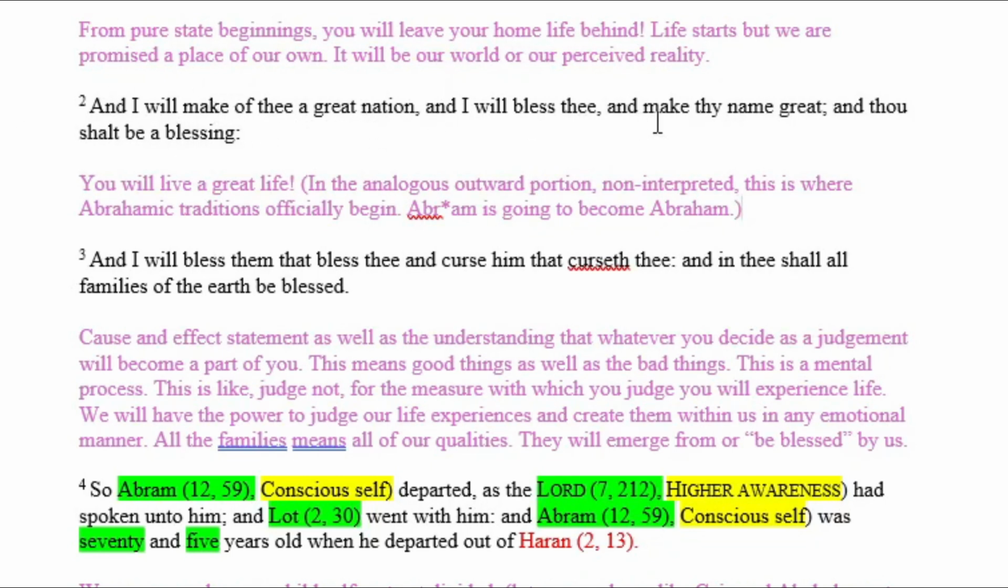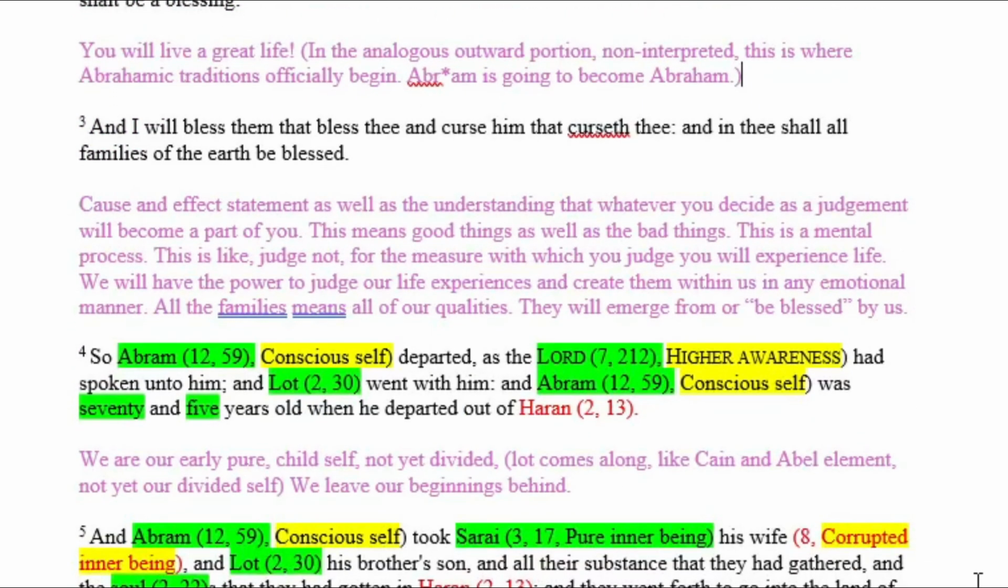I will make of thee a great nation, and I will bless you and make a great name, and you shall be a great blessing. These are parts of the story that is just building up the character. This is the hero of the journey. You're going to have a great life. This is where Abrahamic traditions officially begin. Abram is going to become Abraham. And if you've heard this, the God of Abraham, Isaac, and Jacob, that's where that originates from here in Genesis. Abraham has Isaac, and then Jacob is the next along the line.